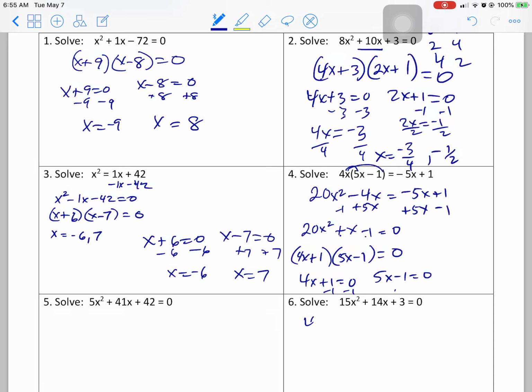Sorry, running out of room here. 4x equals negative 1. x equals negative 1/4. And x.